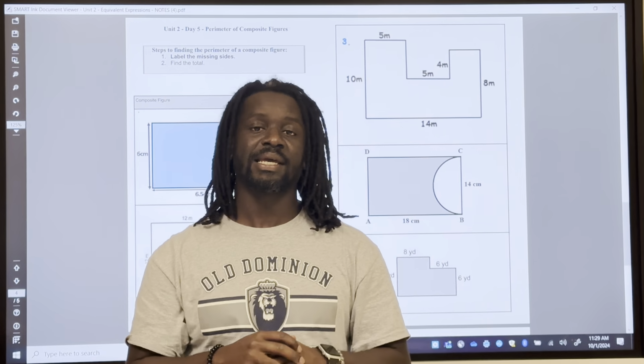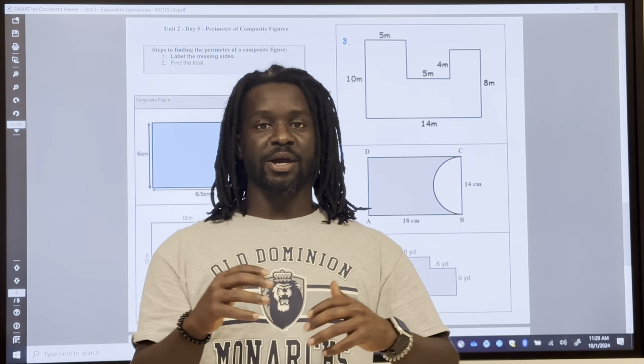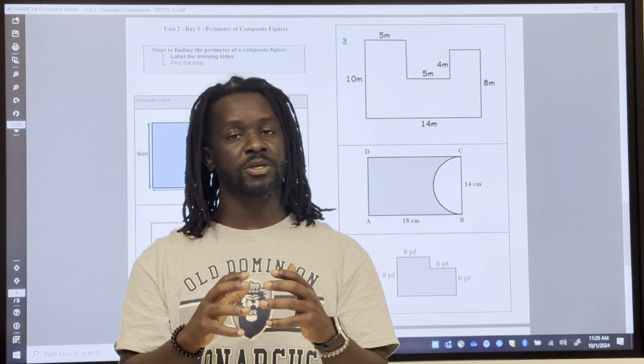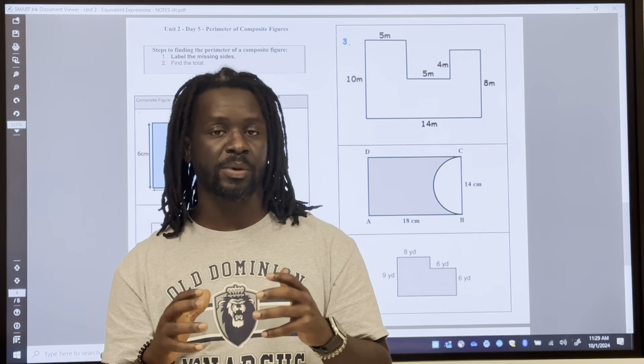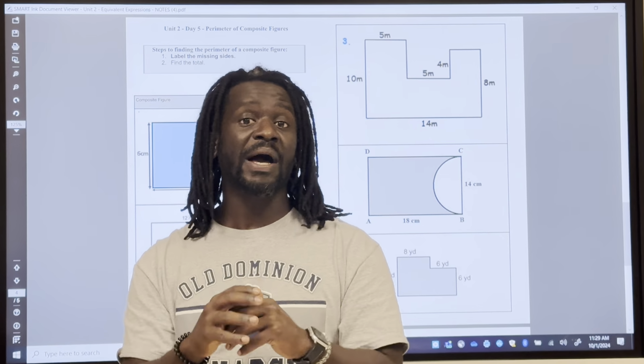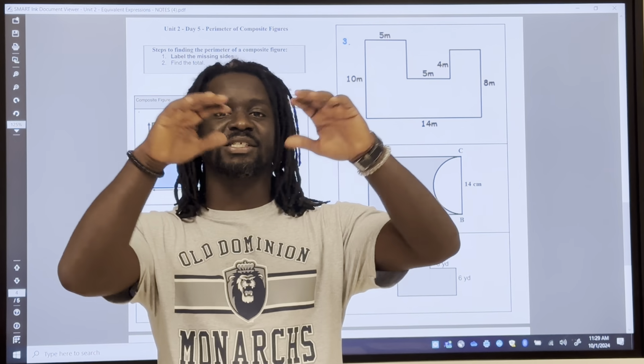This is the final day of unit 2. All right, and we are looking at composite figures again, but this time we're looking at perimeter. Okay, and so to find the perimeter of a figure, it is the outside, right?